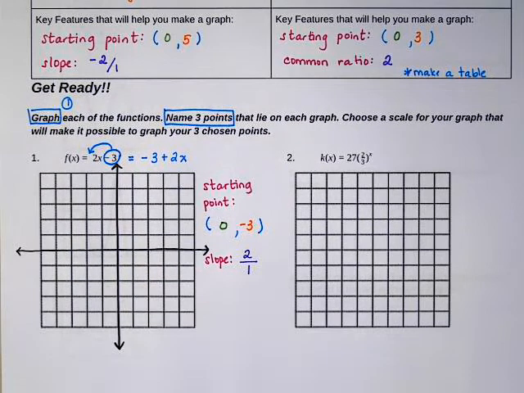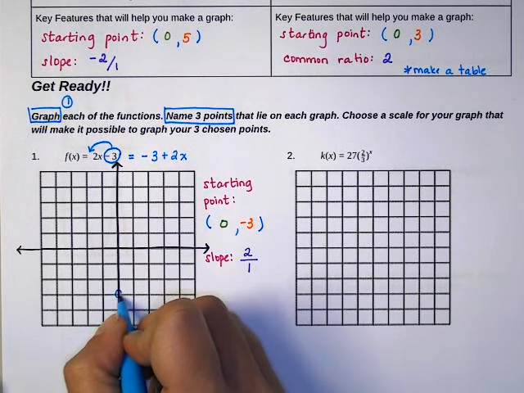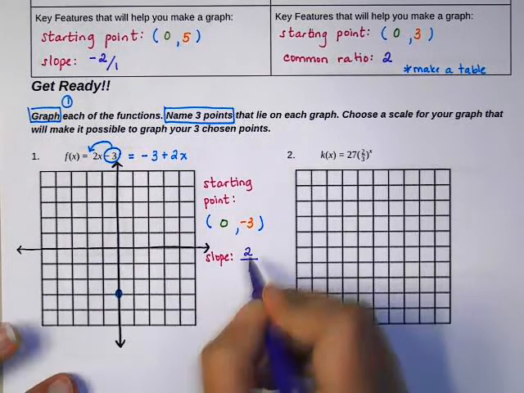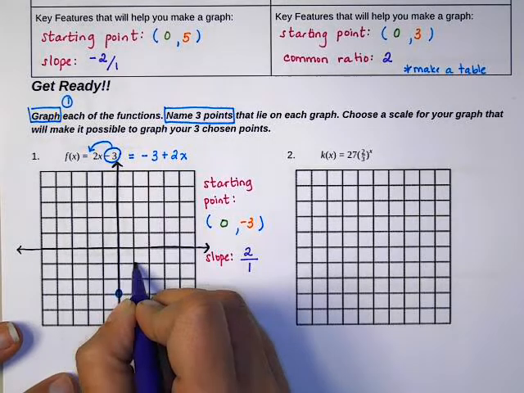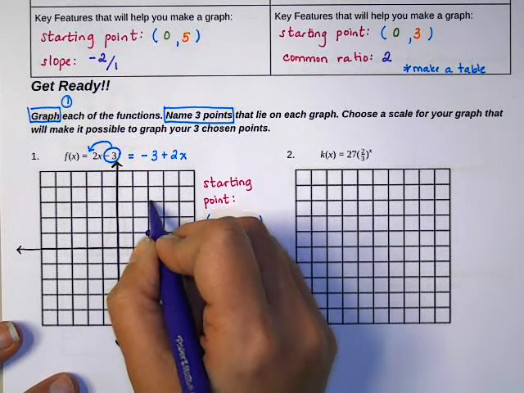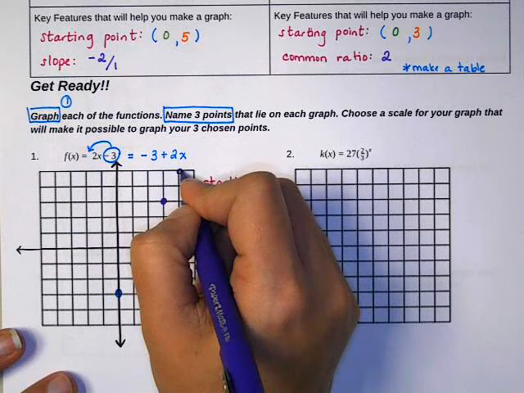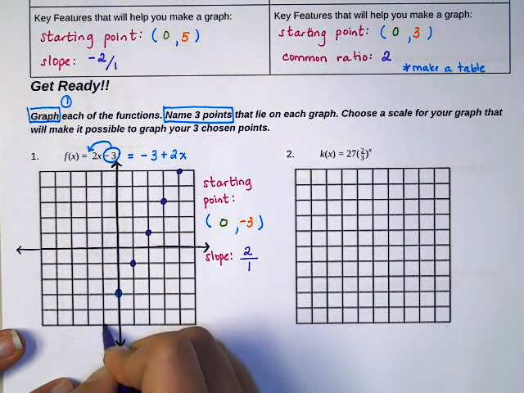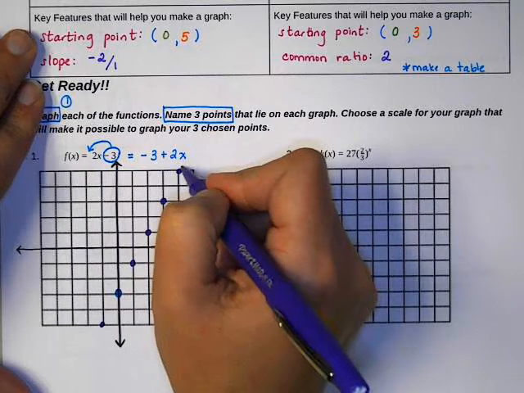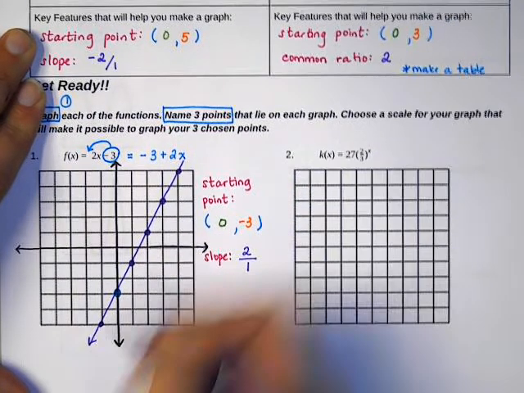The starting point tells me to begin this graph at the point (0, -3), which would be right here on the graph. From there, I would use the slope to rise 2, run 1, rise 2, run 1, and so on. I could also go backwards by going down 2, left 1. Once I've got some nice points on the graph, I'm going to draw my nice straight line through those points.